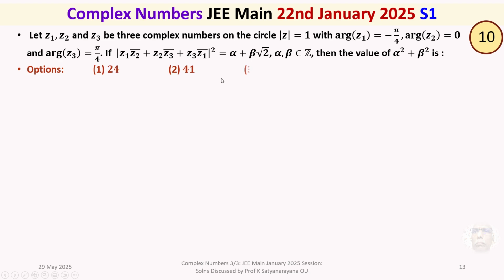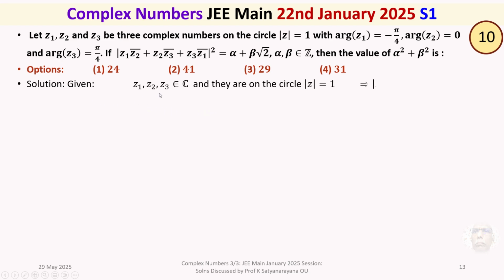We are given four options. Let's now discuss the solution of the problem in detail. We are given Z1, Z2, Z3, three complex numbers. They are on the unit circle, |Z| = 1. Therefore, |Zi| = 1 for all i = 1, 2, 3. That is |Z1| is 1, |Z2| is 1, |Z3| is 1.